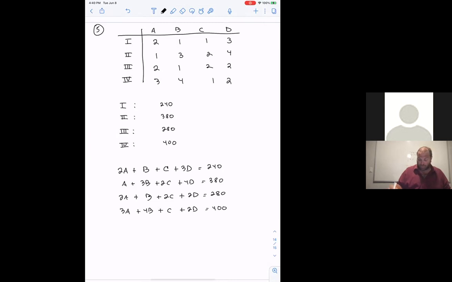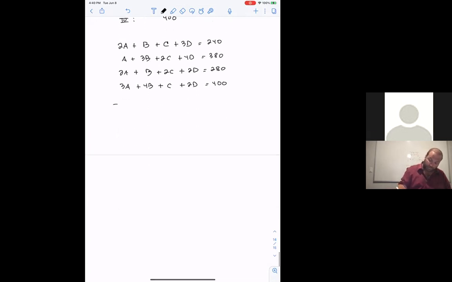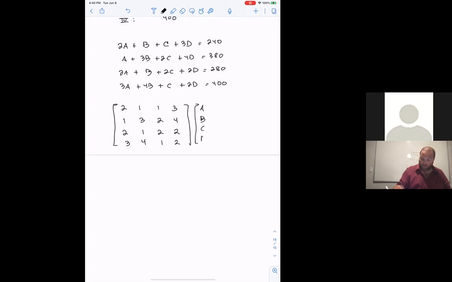And how do I do this? Well, this is not a problem. 2, 1, 1, 3, 1, 3, 2, 4, 2, 1, 2, 2, 3, 4, 1, 2 times my unknown A, B, C, and D has to equal 240, 380, 280, and 400. So how do I find my A, B, C, D?